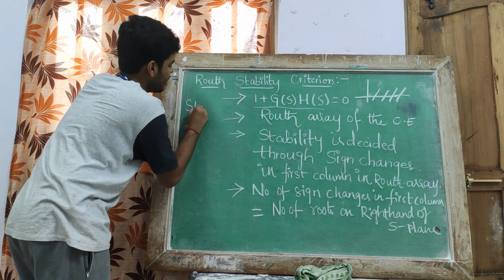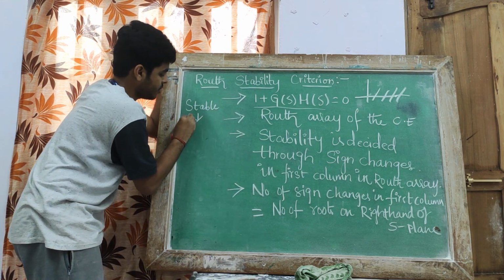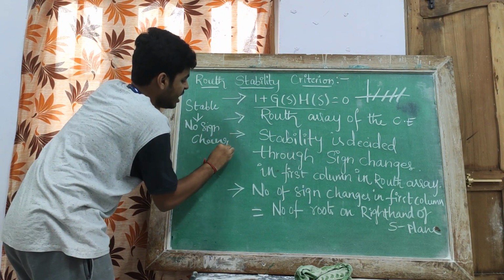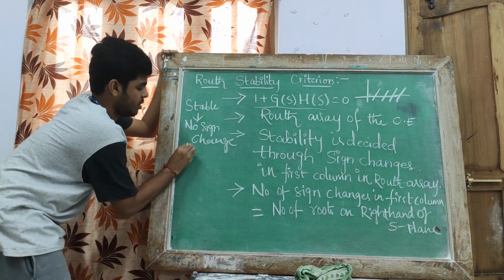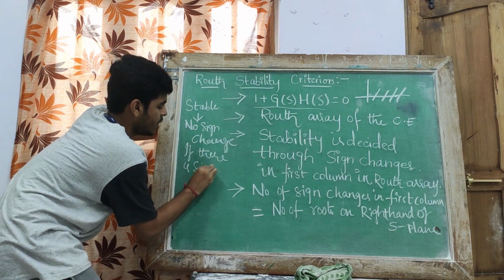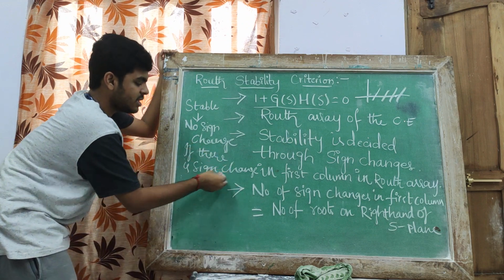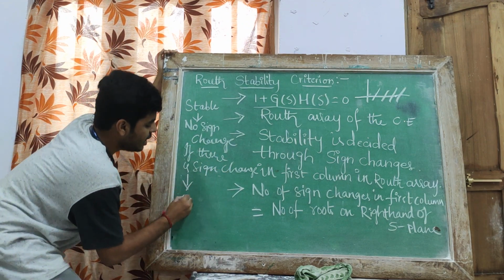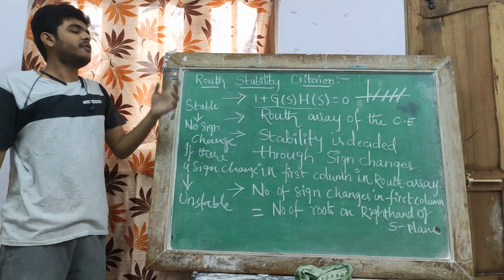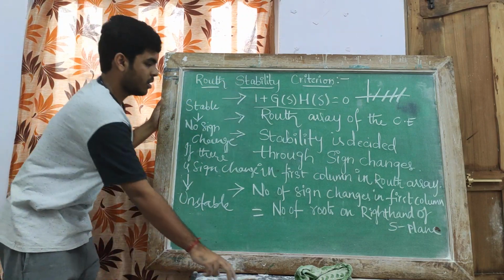So a stable system should contain no sign change, and if there is a sign change, then it is automatically an unstable system. So this is the way we will be finding the Routh array procedure.